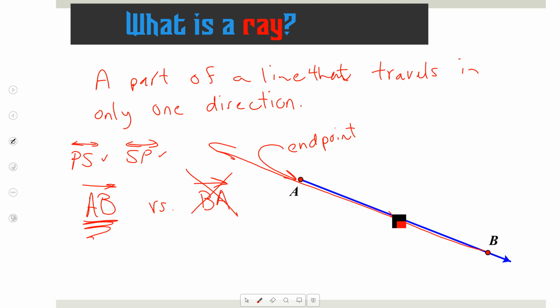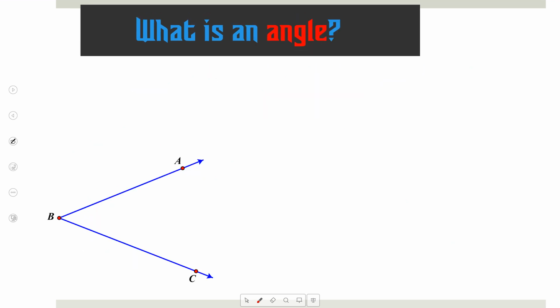One thing I will say is if I put, let's say, Q back on here, this would be the same as the ray AQ. Those are different names for the same ray. Start at A, pass through Q, continue on forever, which would also include B. Questions? Here's an angle. Go ahead, define an angle. Be careful in the words you use.